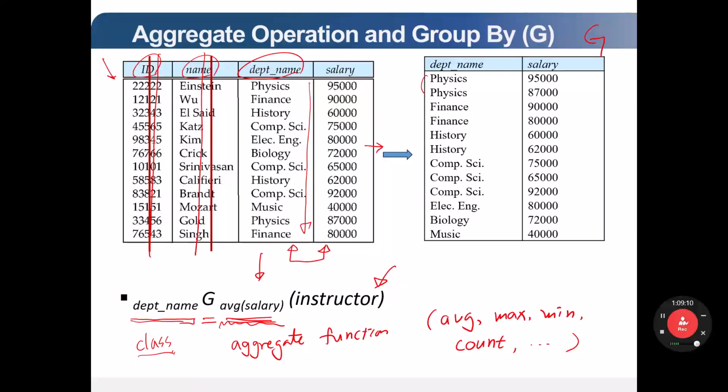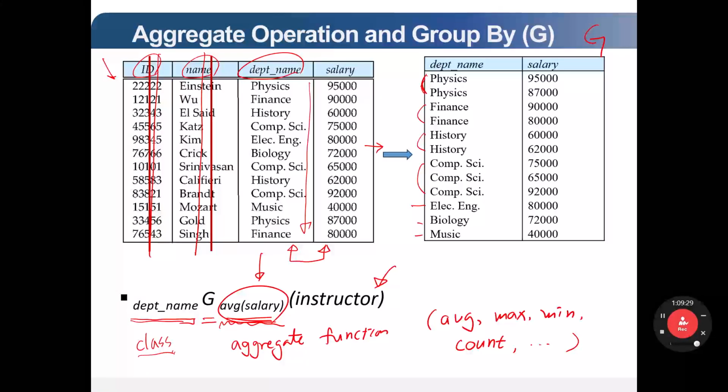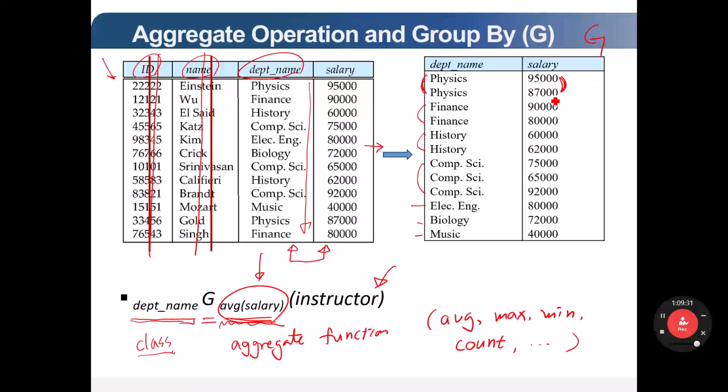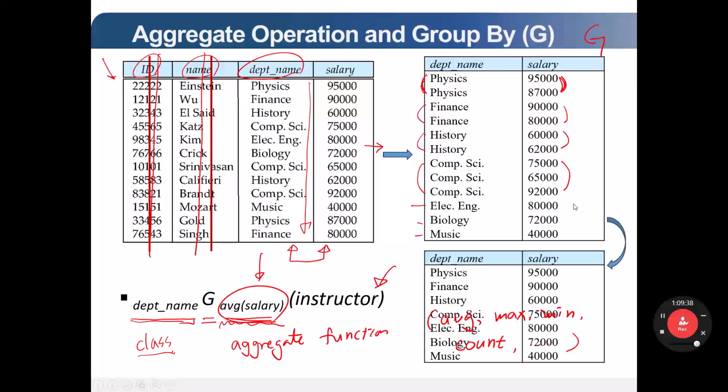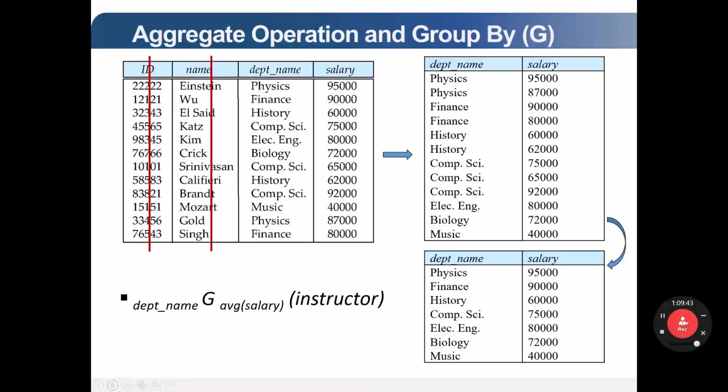So physics are grouped together, finances are grouped together, history, computer science, we have only 1 electrical engineering, and so on. So after grouping these records that have the same department names, we perform this aggregate function. If it is an average, we calculate the average of these 2 numbers, average of these 2, average of these 2 and 3, and so on. And then generate the output table.